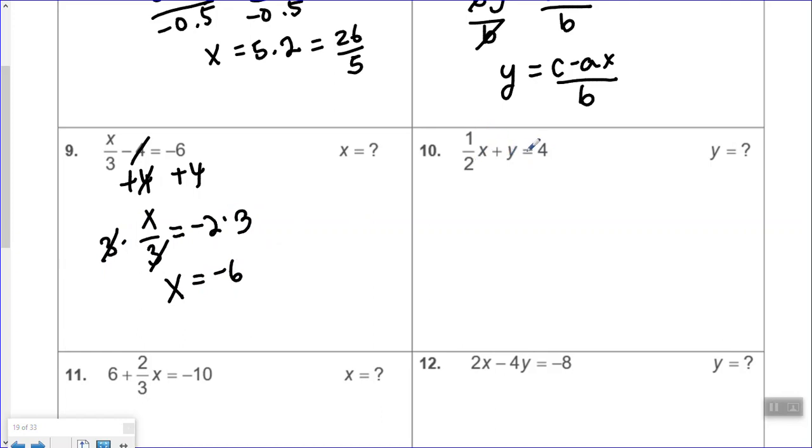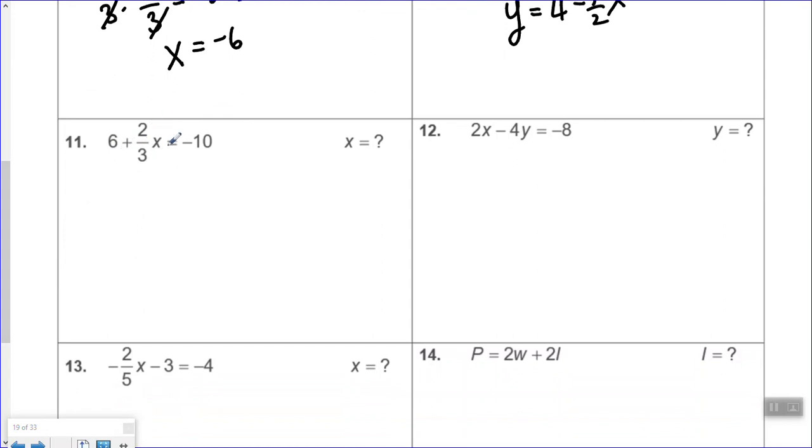1 over 2 x plus y equals 4. You are trying to find y. So subtract 1/2 x on both sides. Then this will be cancelled. y equals 4 minus 1/2 x. That's it.